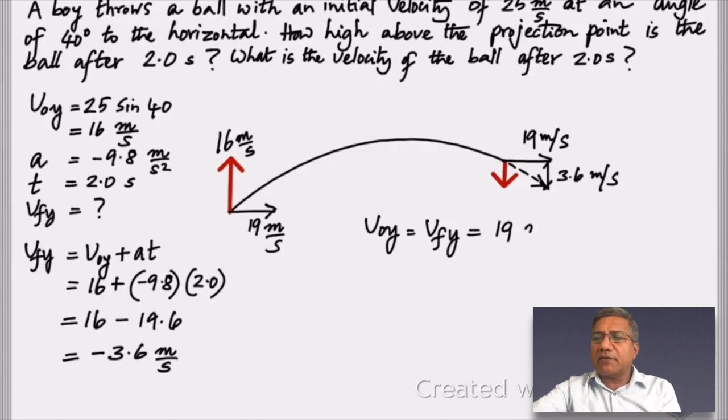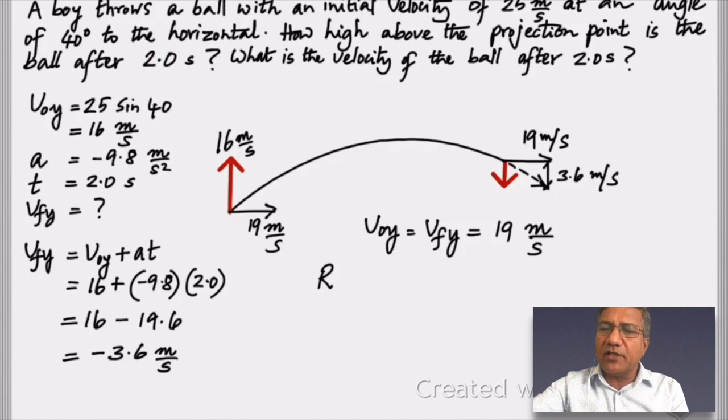Here I made a mistake. This is supposed to be Vox is equal to Vfx. Sorry for that. Along the x-axis, the velocity does not change. So both of them are supposed to be x, and that's 19 meter per second.